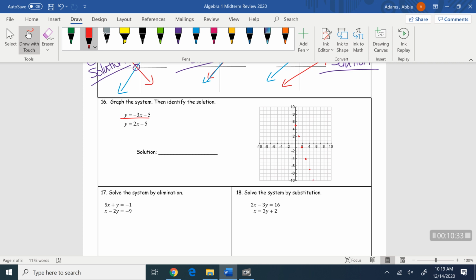Or we can go up 3 and to the left 1. And because these are equations, it's just one solid line for that equation, and we can move on to the next. We have y equals 2x minus 5. Our y-intercept is at negative 5. And our slope is positive 2, which means we're going to go up 2 to the right 1.